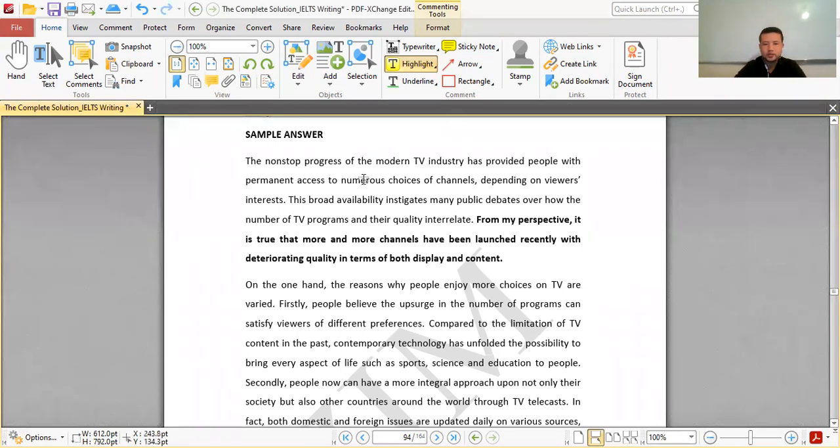The first sentence is general information. Here, paraphrasing the question, guys. For example, here you can see the TV industry provides people with permanent access to a numerous choice of channels depending on the viewer's interest. Then I have to give my position, guys. I have to give the outline. In discussion essays, there are three parts: introduction, two body paragraphs, and the conclusion. You have to give your own position. For example, here I gave my position, guys: from my perspective, or I believe, to my mind, I think, I feel that.